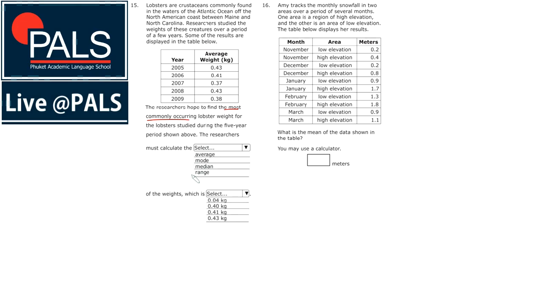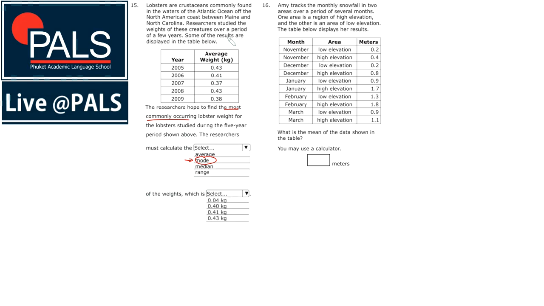The average, the mode, the median, the range. So this is something that you need to know. Simple statistics, simple data analysis. And the most commonly occurring value is called the mode. The median is the middle value. If we sort our numbers from lowest to highest, then the number in the middle is the median.